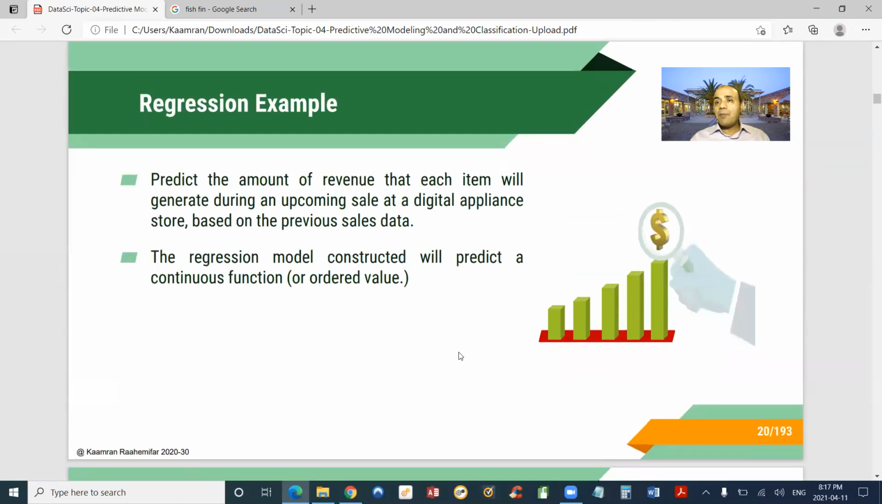This is a simple example. We understand what the prediction means. That means the future: predict the amount of revenue that each item will generate during an upcoming sale at a digital appliance store based on the previous sales data. What does that mean? It's outside of my time zone, but inside of my data set.